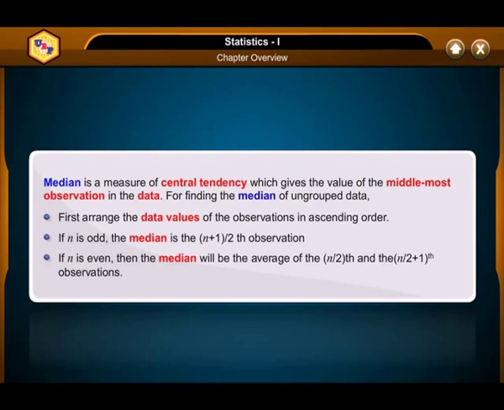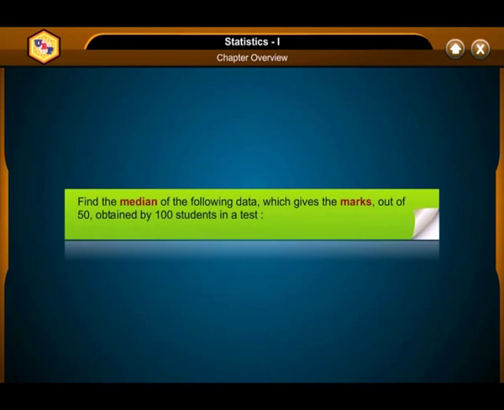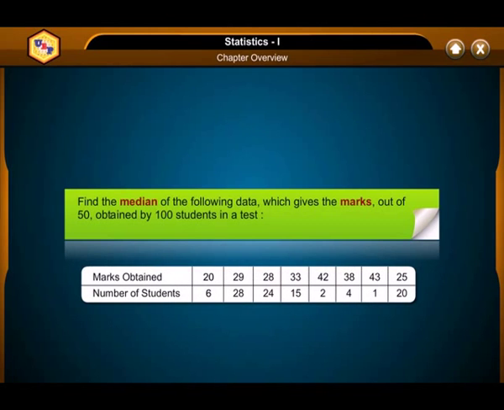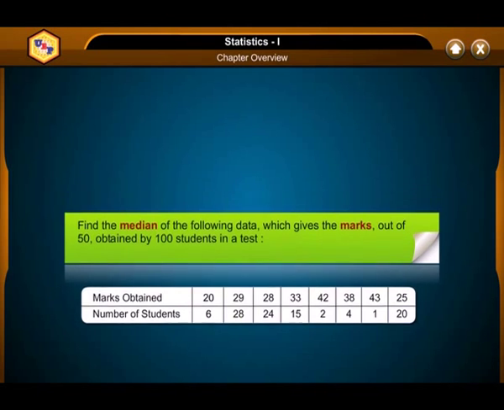Find the median of the following data, which gives the marks out of 50 obtained by 100 students in a test. Marks obtained, number of students: 26, 29, 28, 28, 24, 33, 15, 42, 2, 38, 4, 43, 1, 25, 20.